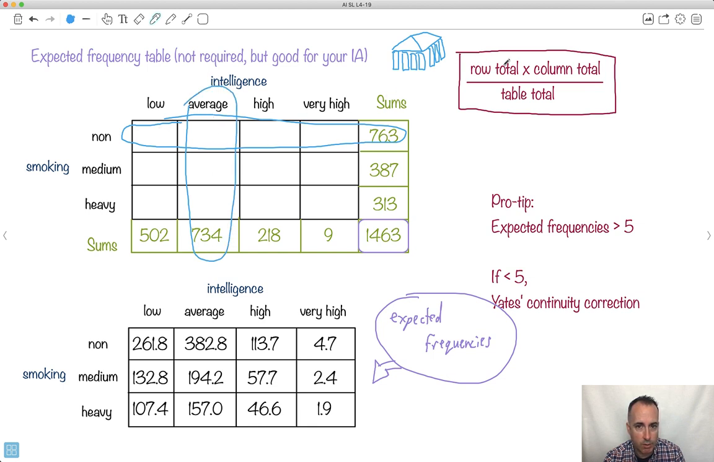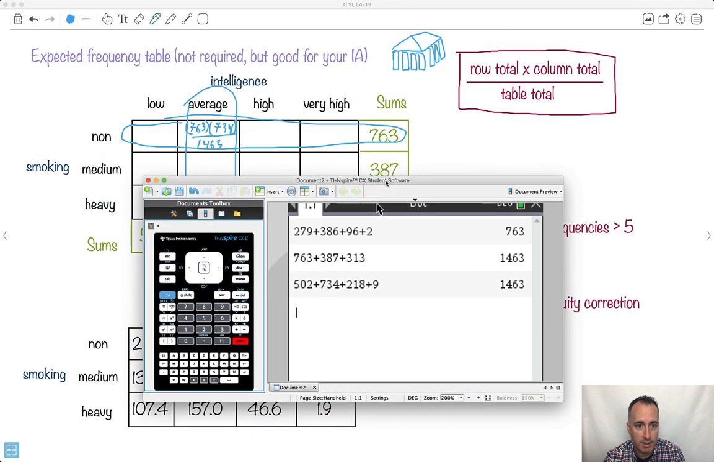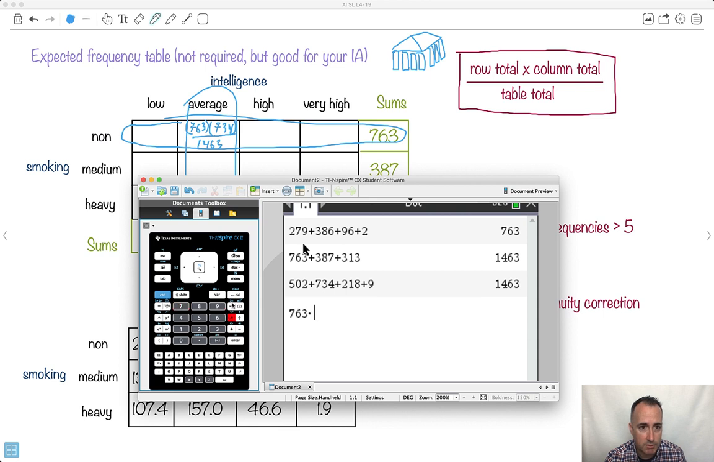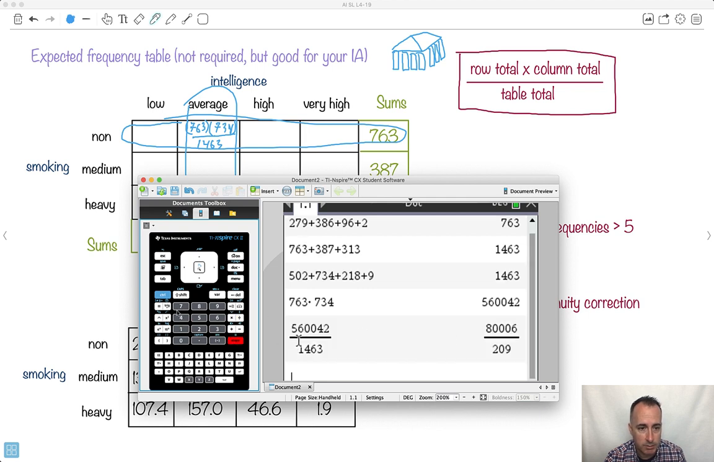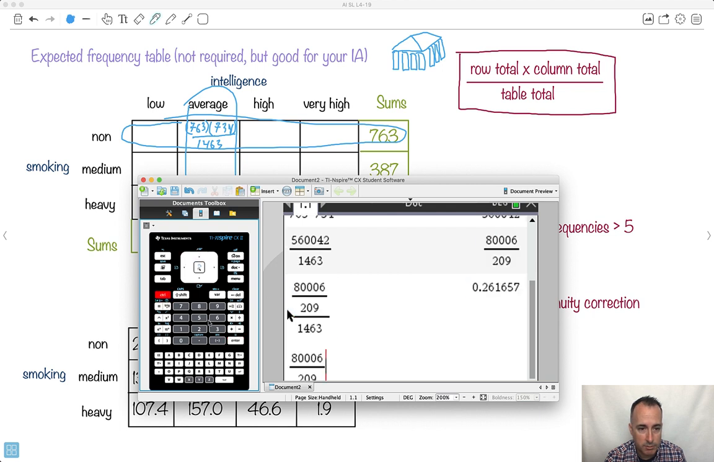So I'm going to take my row total, which is 763. I'm going to multiply that by the column total, which is 734. Whoops, it's supposed to be a 4. And then I would divide that by the total of the table, so 1463. Just to show you, hopefully this works. So I'll do 763 times 734. I'm just showing you one calculation, okay? But hopefully you'll get the idea. Then I divide that by 1463, and I get approximately this. There we go.